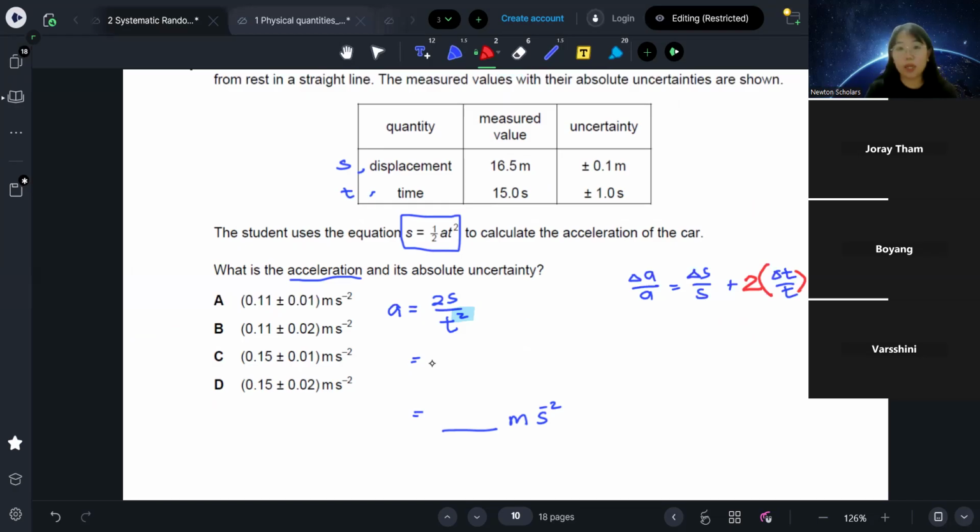Okay, boys and girls, I want to continue until you find out what is the absolute uncertainty for the acceleration. So they want to find this. Boys and girls, try, and then you tell me your answer.